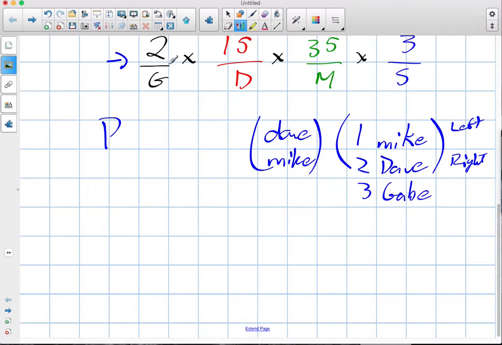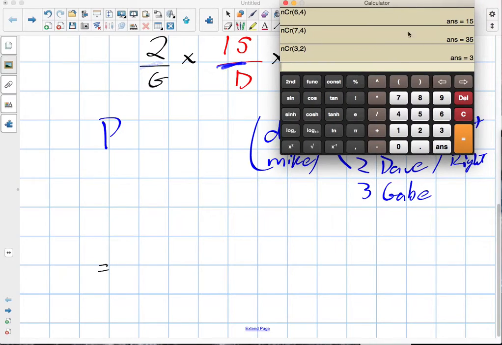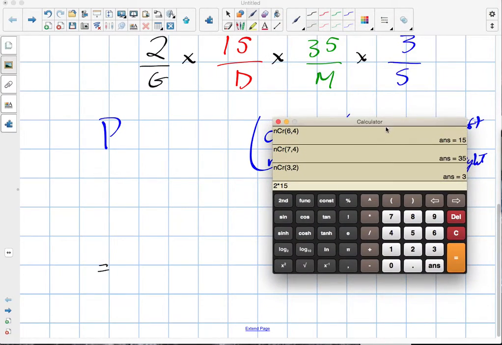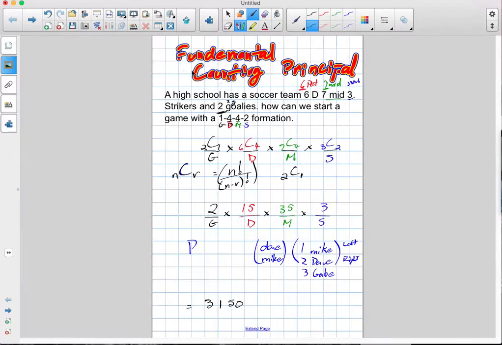So we're looking for 2 times 15 times 35 times 3 should be our final answer here. Okay, so we can take out our calculator again. And we have 2 times 15, whoops, let's make sure we can see those numbers, times 35 times 3. We're looking at 3,150 different ways that we can field our rather large team in that very, very specific formation.